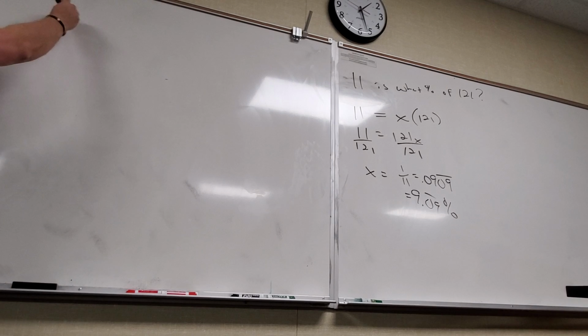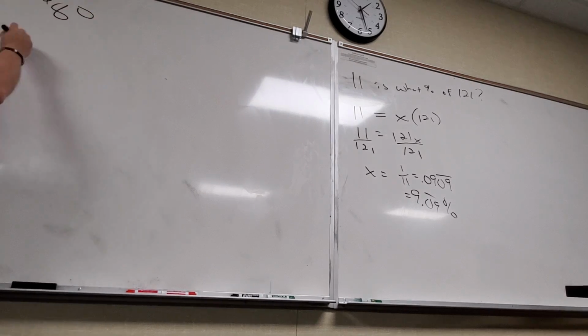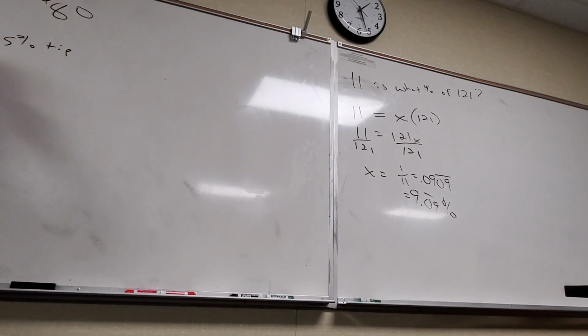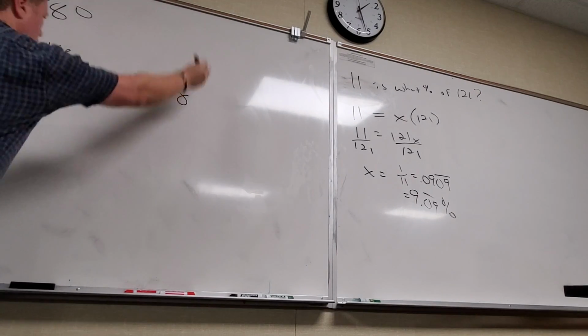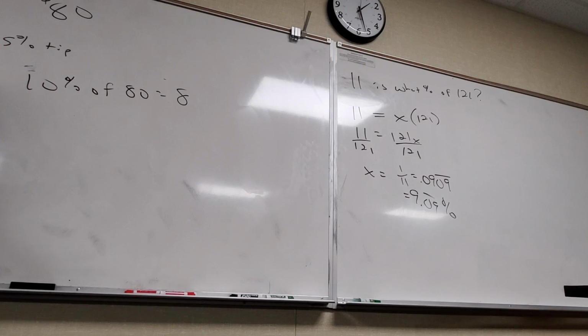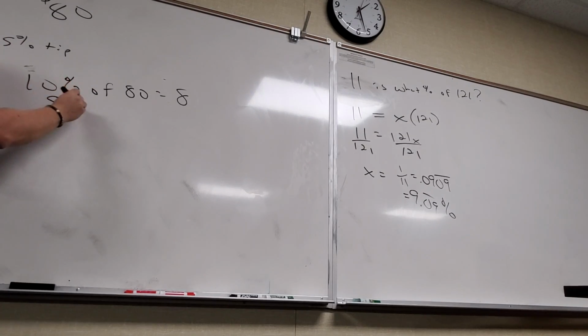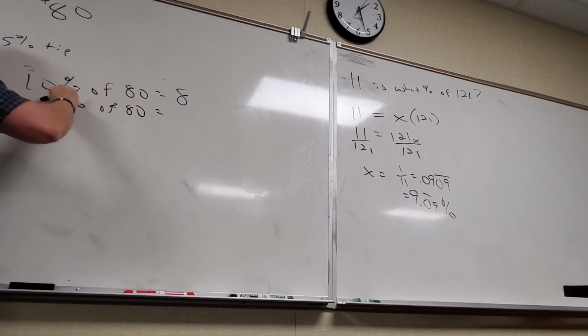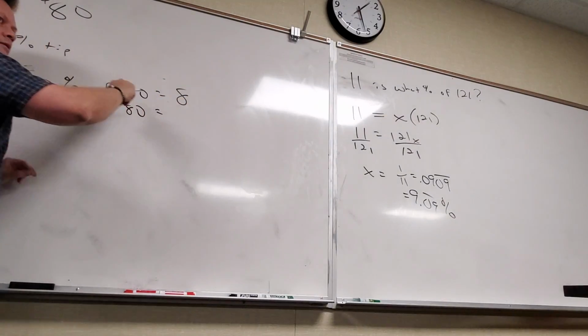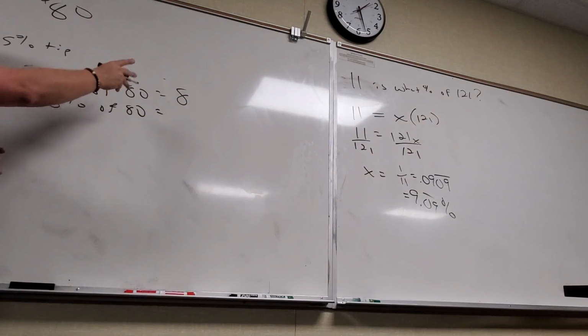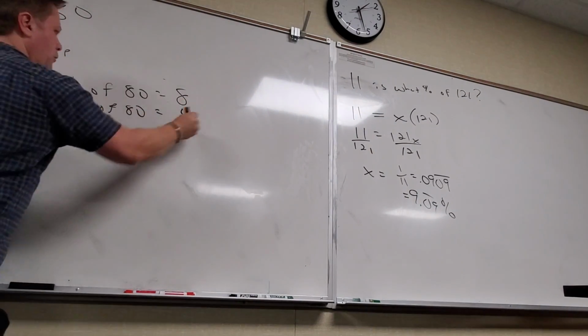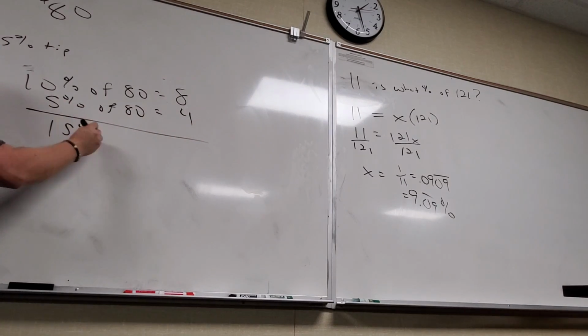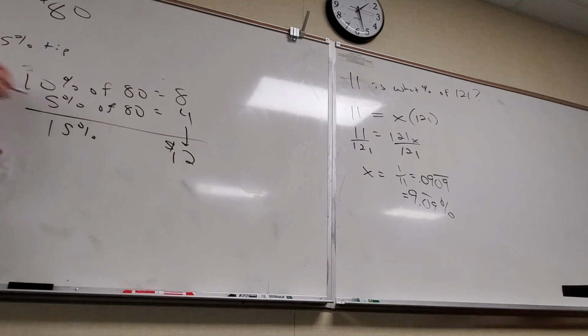So if I had an $80 meal and I want to leave 15% tip, what's 10% of 80? Is everybody cool with that? It's 8. So what's 5% then? If 10% is 8, 5% is 4, half of it, right? So then what's 15%? 12, right?